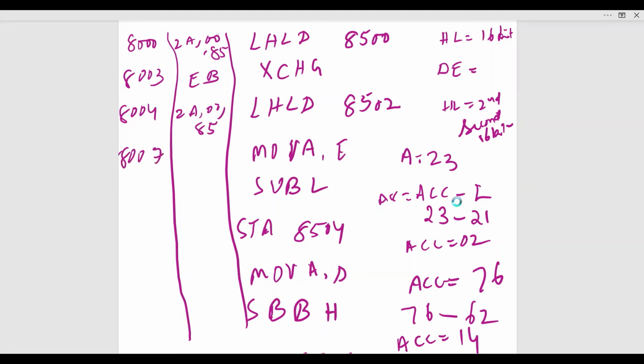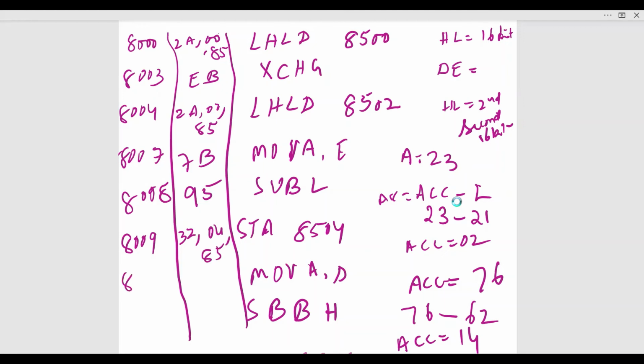Next will be 8007. So MOV A, E is 7B. So you can write it as a single byte instruction. So its output is 7B. Now 8008. SUB L is also a single byte instruction. It has opcode 95. Next, STA 8504, the 3 byte instruction. So it will start with 8009, A and B. STA is 32, because in hexa the address also will be in hexadecimal. After 9, we'll get 10. 10 is nothing but A. So 32, 04, 85. So 9, A and B.